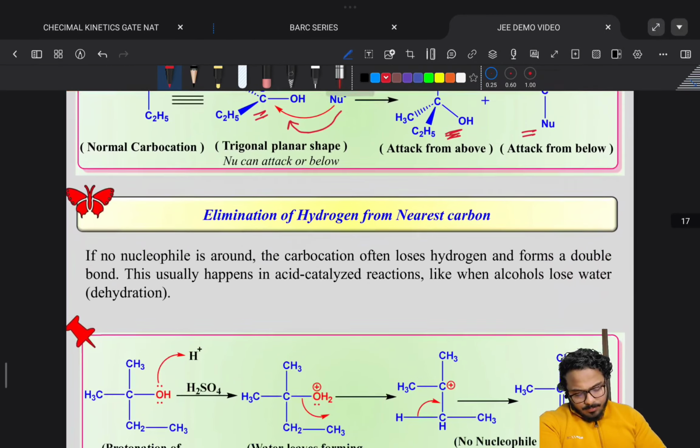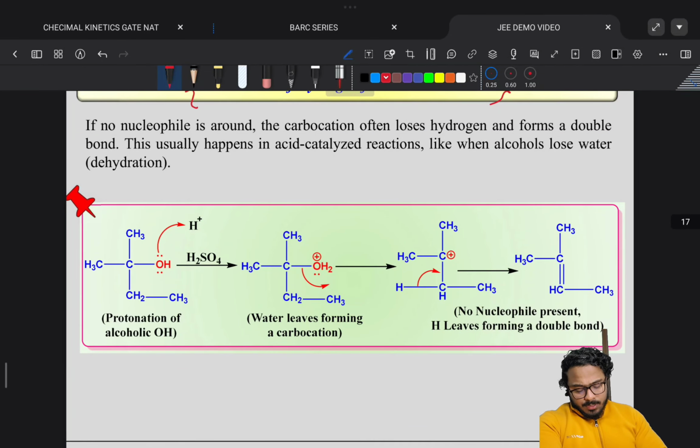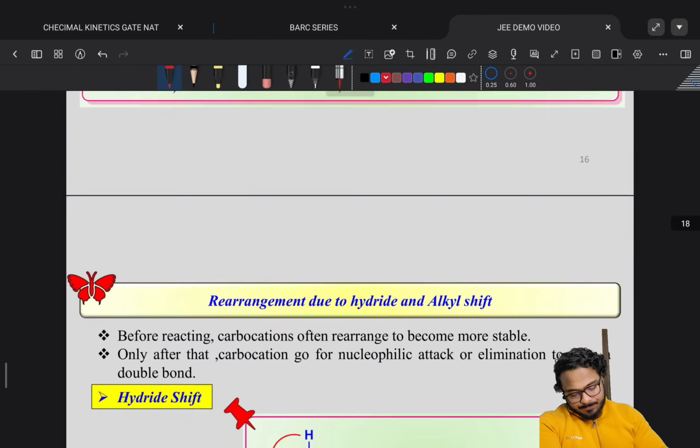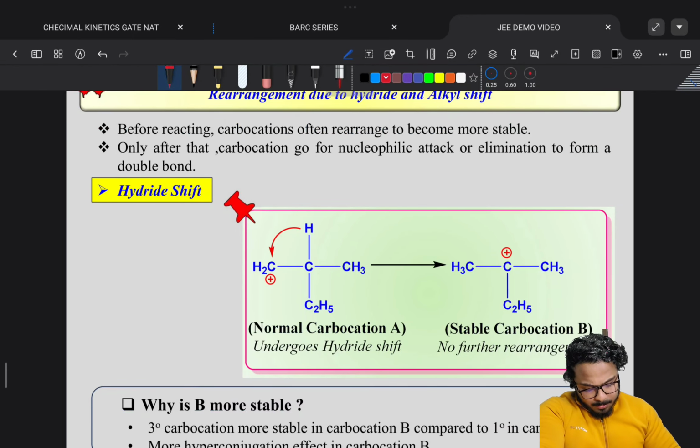The second one is the elimination of hydrogen from the nearest carbon of the carbocation. This is a hydroxyl group; it collects H plus and water is removed, and you can see a stabilized carbocation is formed, and this H is removed, and here a double bond is formed. So this is the elimination product. The third one is rearrangement, where normally carbocation A is not stable.